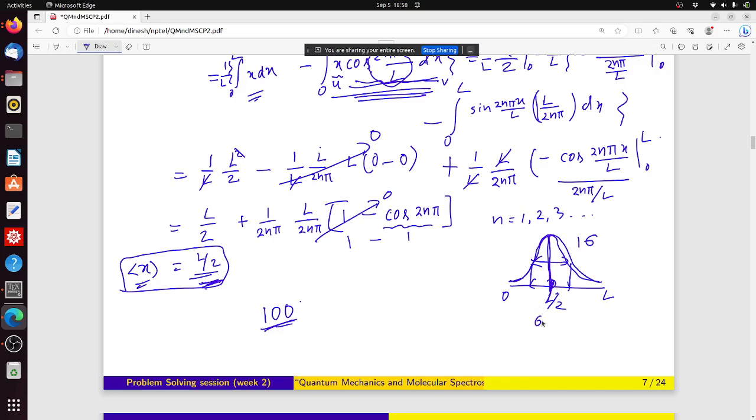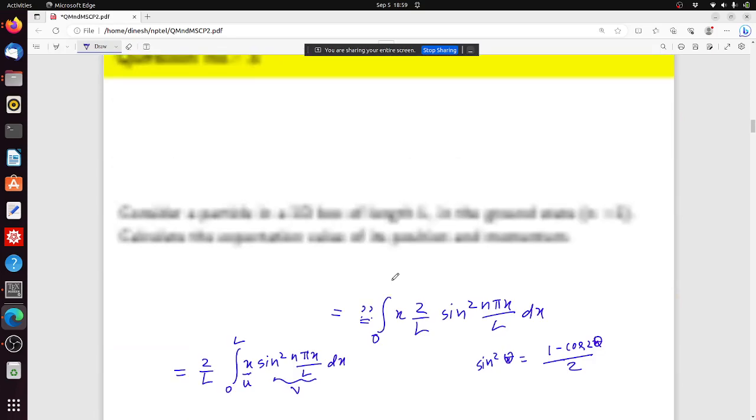That means 68% of the time you will find the particle in this region. I don't have the number exactly, that is what you have to calculate. So 68% of the time, if you do the experiment 100 times to calculate the position of the particle, then 68 times you find the particle in this region, in this 1 sigma region, right? And most of the time you will find the particle in the middle of this box. Okay, so this is the expectation value of position.